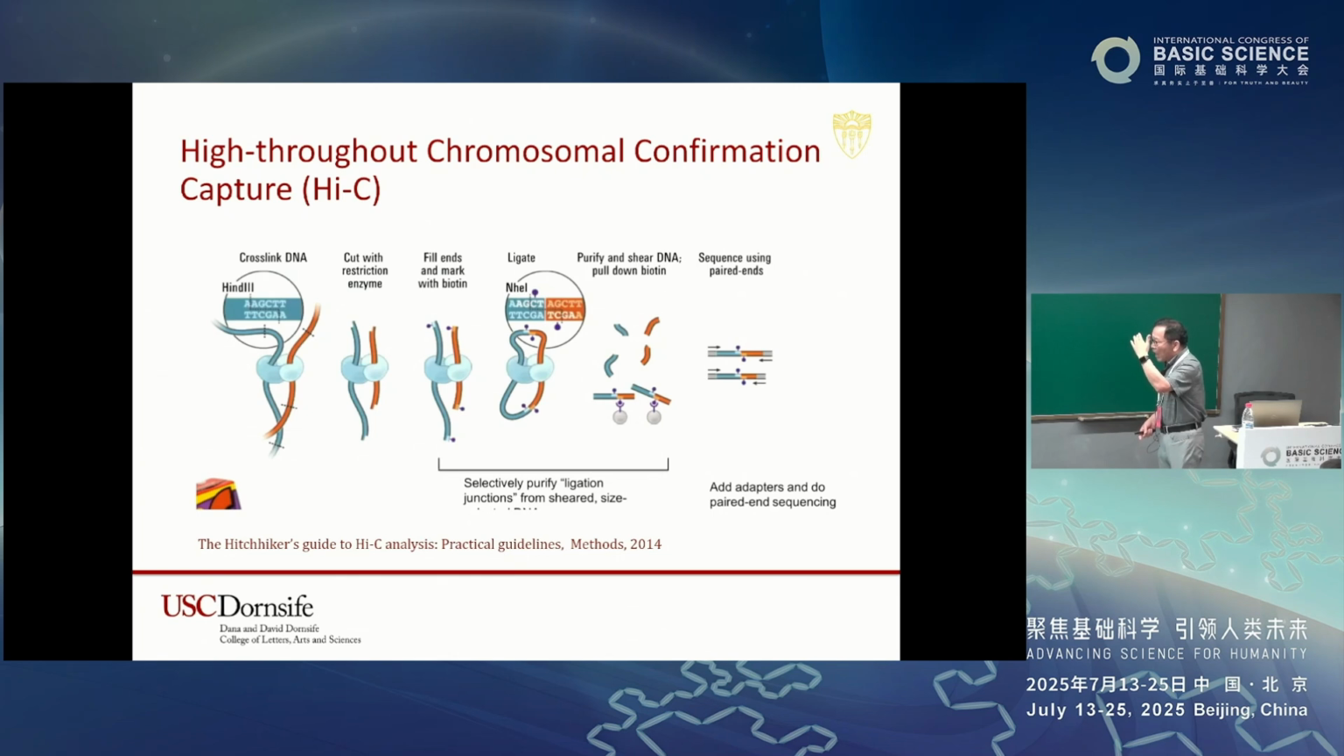Okay, so the experiment looks like this. First we use some restriction, some biological enzyme, to link those genomic regions that are physically close together. Okay, if they are physically close together, they are more likely to be from the same cell.